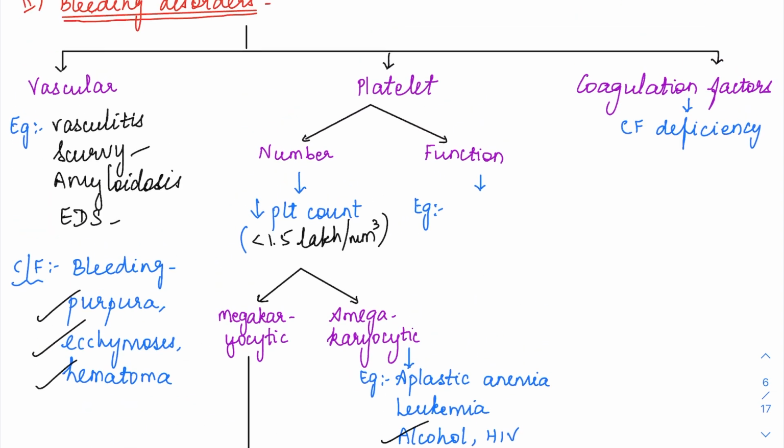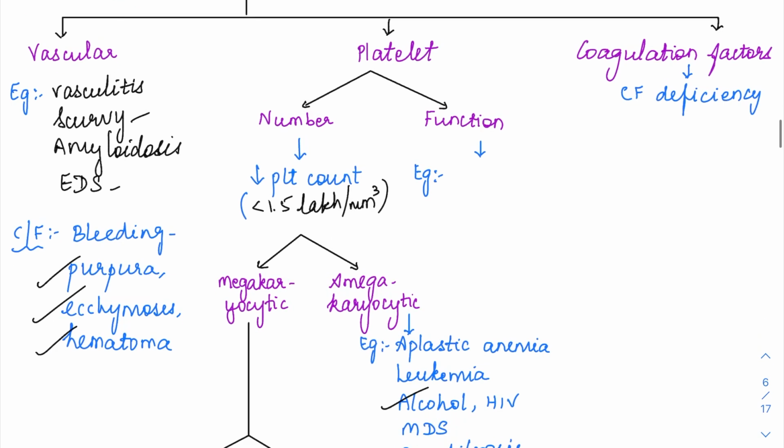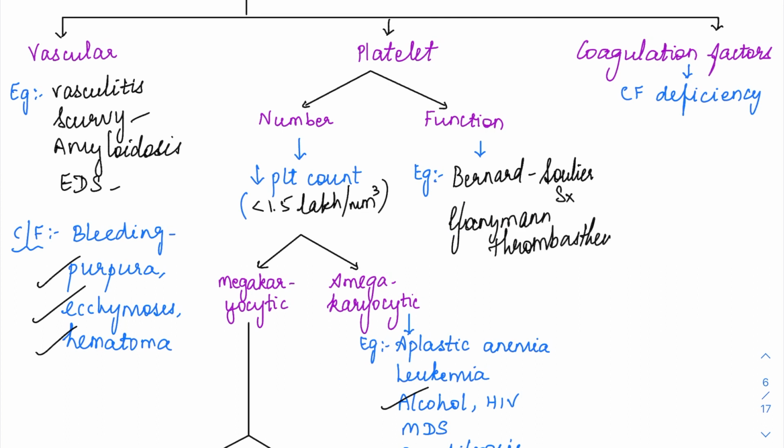If the platelet function is going to be defective, there are certain examples in which the platelet functions are defective, leading to bleeding disorder. That is Bernard-Soulier syndrome, Glanzmann's thrombasthenia, and then we have von Willebrand disease. The third part of this bleeding disorder will be related to the final coagulation cascade, which is the fibrin clot formation. So any deficiency of the coagulation factors will in turn again lead to the bleeding disorder. So a clotting factor deficiency causing this.